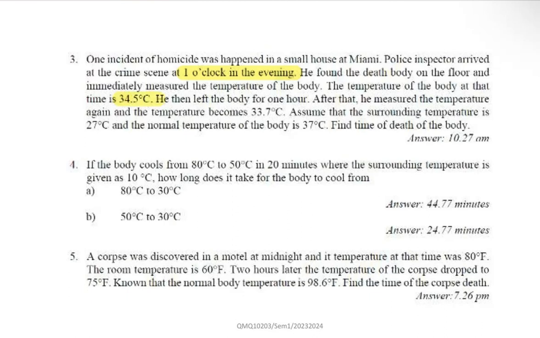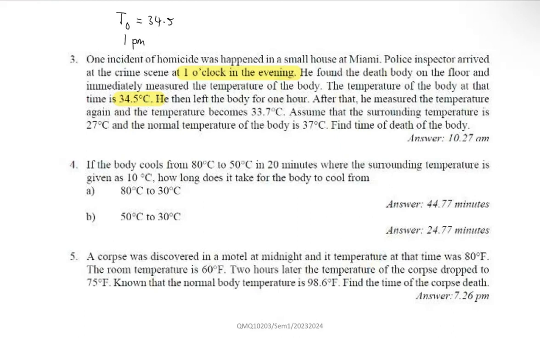So let's jot down this one. Initially, at T0, the temperature is 34.5 degrees Celsius. This happened at 1 p.m. He then left the body for 1 hour. That means after 1 hour, he measured the temperature again, and the temperature becomes 33.7 degrees.